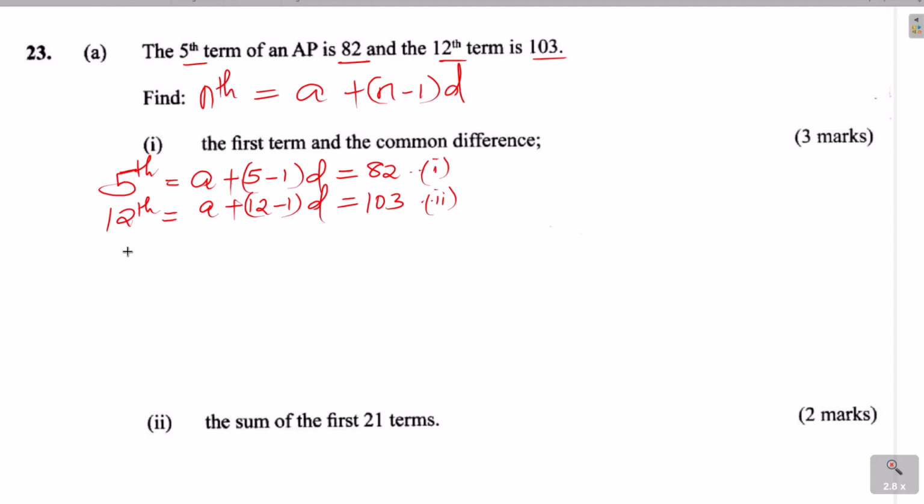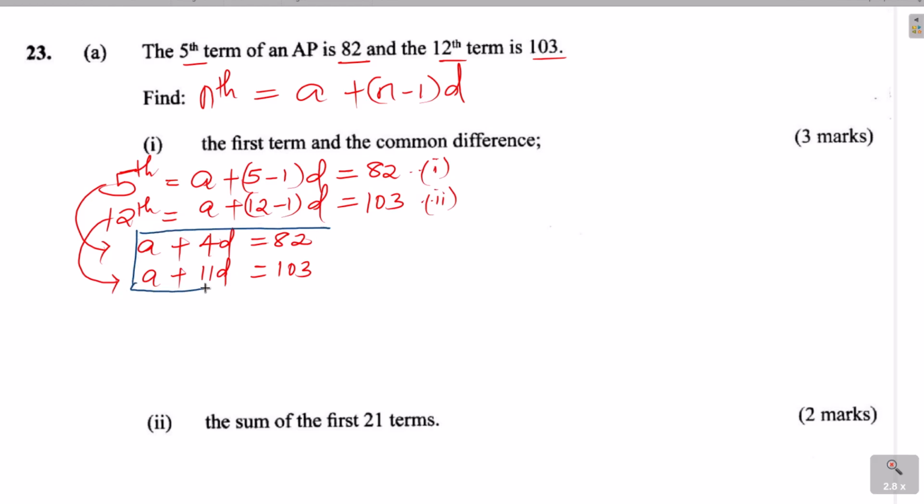So once you simplify these, from the first one here, we shall have A plus 4D is equal to 82. And then the 12th term, we will get A plus 11D is equal to 103. So we therefore have these two equations to solve simultaneously. Once we solve them, we'll be able to obtain the value of A and D. Remember, the first term is A and the common difference is D.